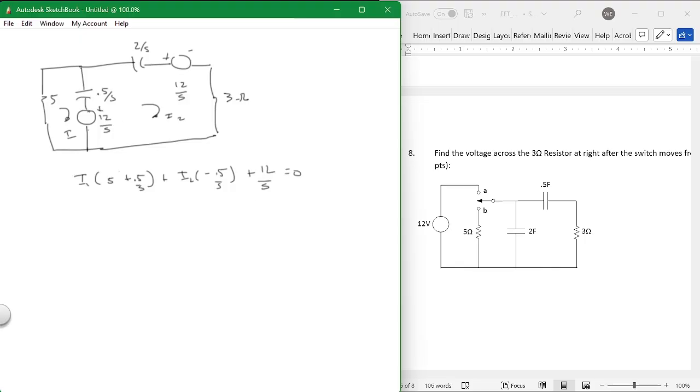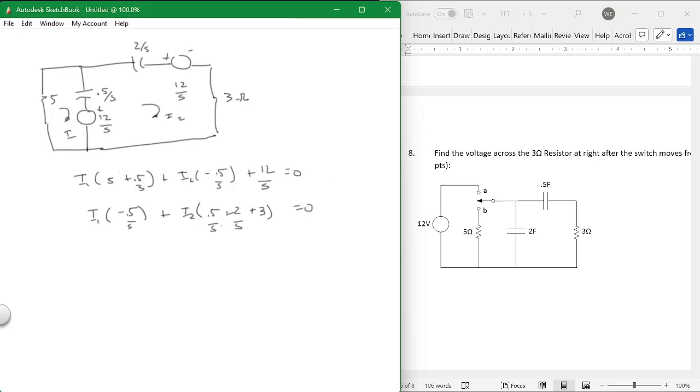The I2 loop comes in from the minus side, so it's going to be a minus. This one's going to be a minus. This one's going to be a plus. So the I2 loop is going to be I1 times minus 0.5 over S, plus I2 times 0.5 over S plus 2 over S plus 3. And then I've got a minus 12 over S and a plus 12 over S, so they cancel each other out, so it's equal to 0. Now you've got everything you need in order to find the final answer.